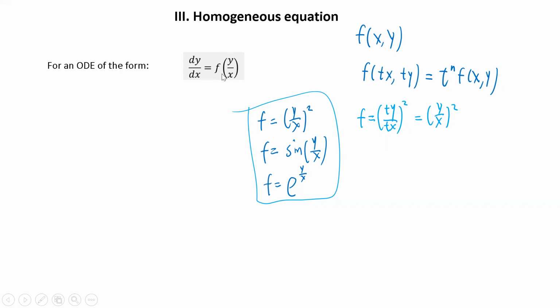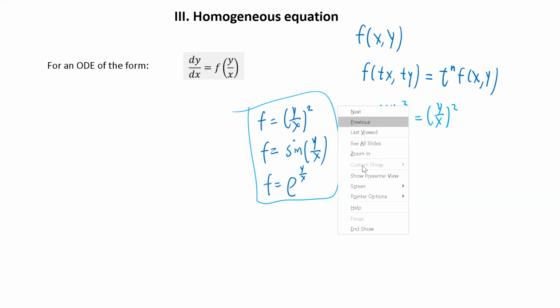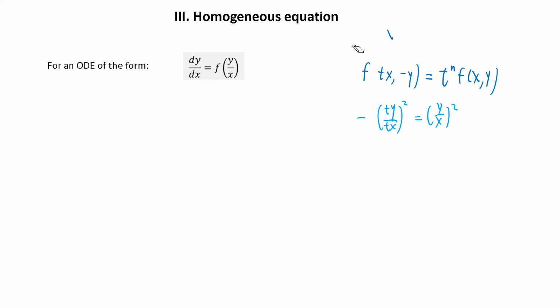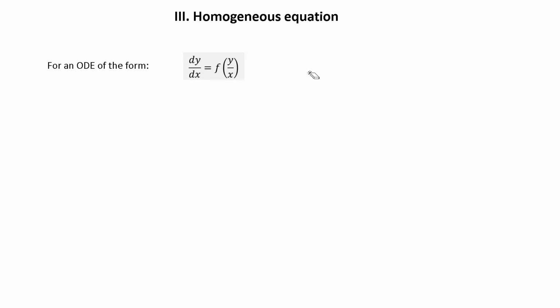And that's why this differential equation involving this homogeneous function is called the homogeneous equation. So that's the reason. But regardless, even if we don't remember the definition of a homogeneous function, just remember this form. Whenever you see dy/dx equals a function of y divided by x, then that's the homogeneous equation.